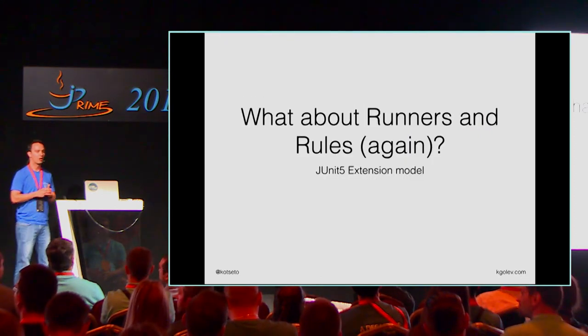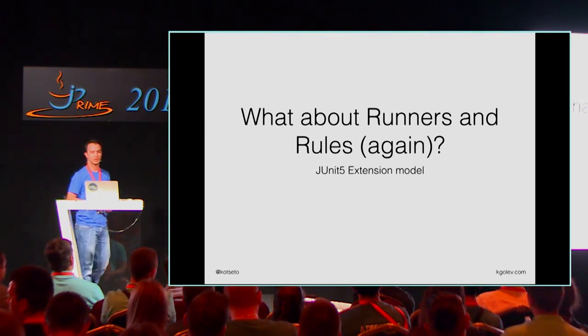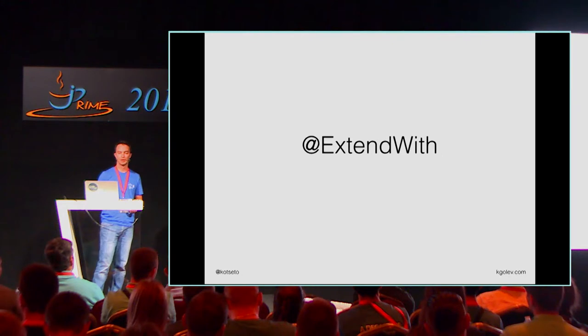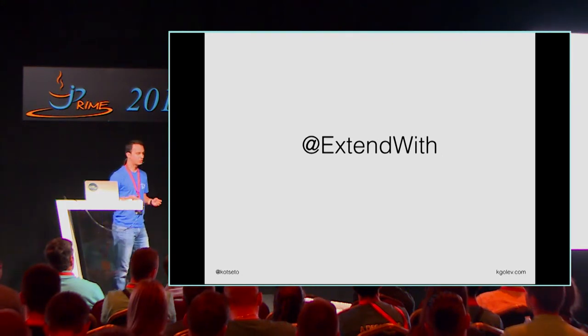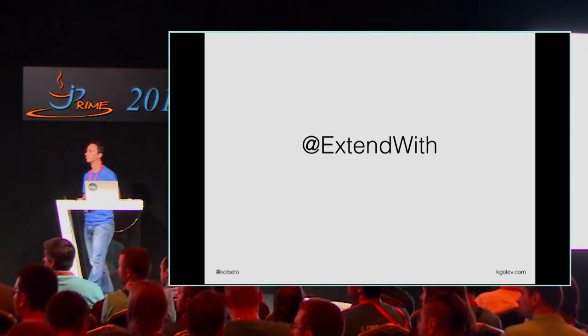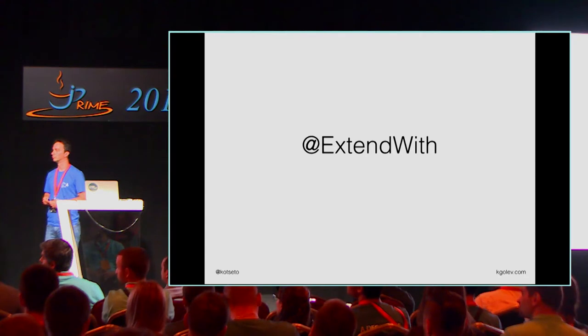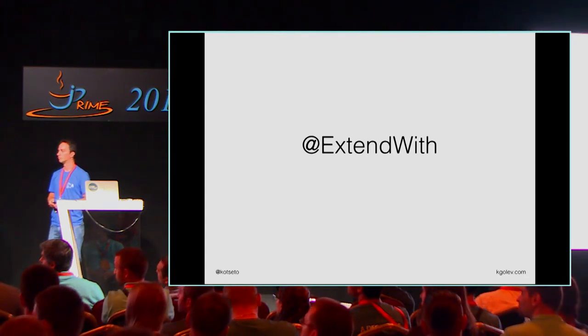Okay, what about the runners and the rules? Again, what is the JUnit extension model? Both annotations are replaced by, sorry? Assert all. Okay, sure.